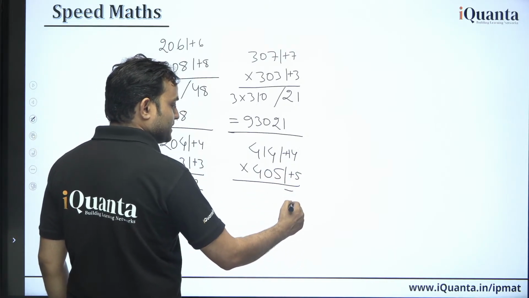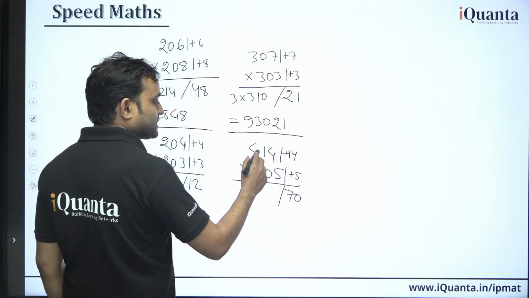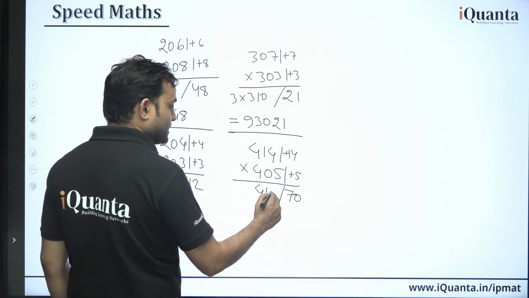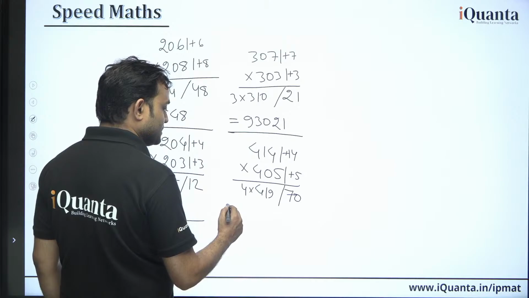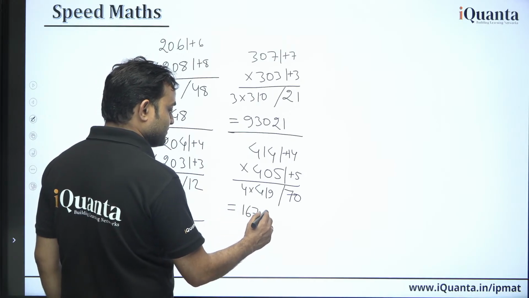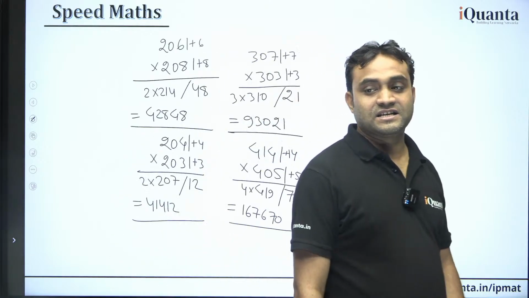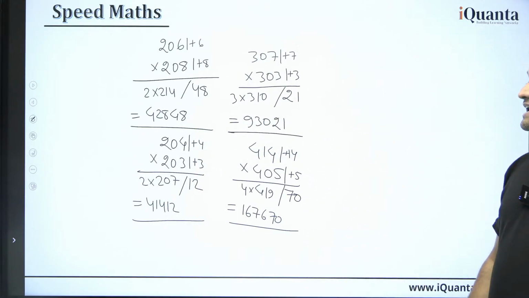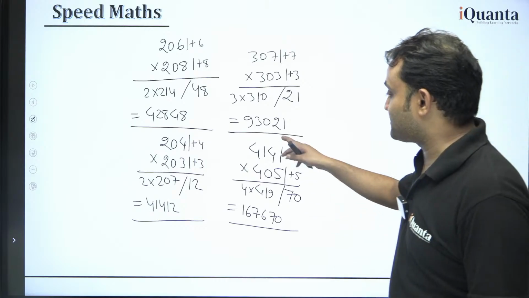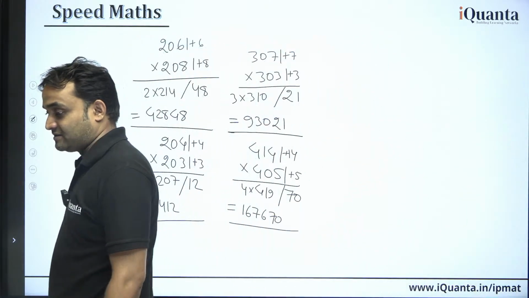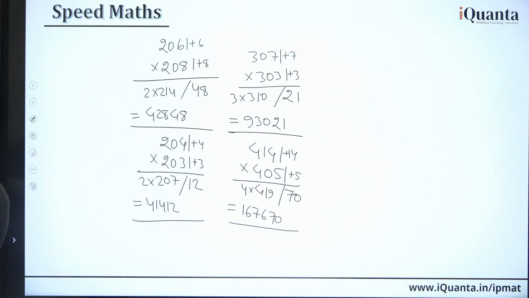Fourteen into 5 is 70. 14 plus 5, 19. So, 419 into 4. This will be equal to 167670. See how easy that became. Can you ever imagine multiplying these two numbers so quickly? Before this session, were you able to multiply these two numbers in this manner?